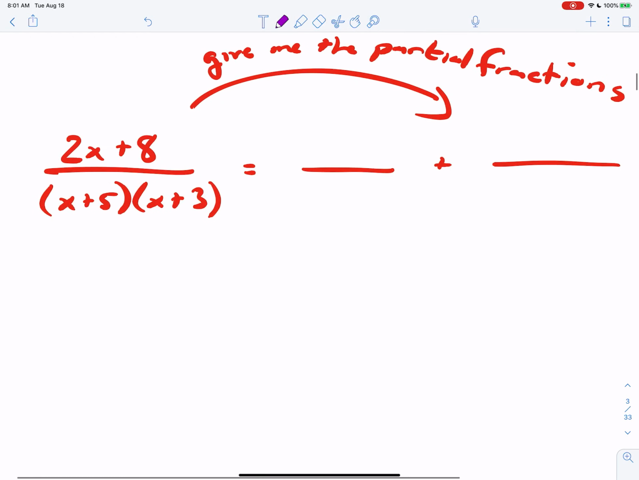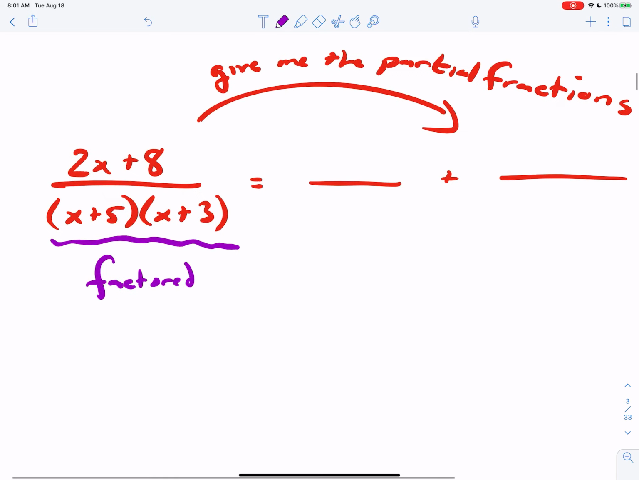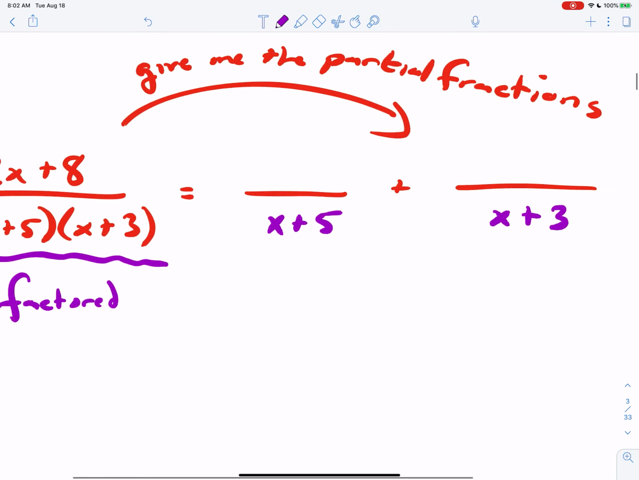First step is you want to make sure that the denominator is completely factored. In this case, it already is. Sometimes it won't be. It might look like x squared plus 8x plus 15, and you might have to factor it first. But in this case, it's already factored. So we're going to transfer those factors over like this. Now, the order really doesn't matter, but I like to go in the same order as it's presented over here. So if x plus 5 appears first, I'm writing it first over here.